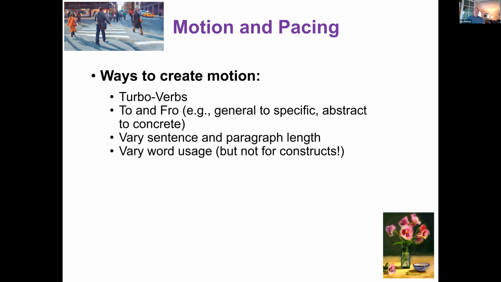Another way is to vary word usage. So using synonyms, but do not do this for your constructs. So in academia, different words have very specific meanings tied to them. And so when we're talking about our key theoretical constructs, we don't want to use synonyms. We want to use the same word over and over because it has a specific meaning. But with other words within our paper, look for synonyms, look for ways to vary your word usage, and that will create a sense of motion.